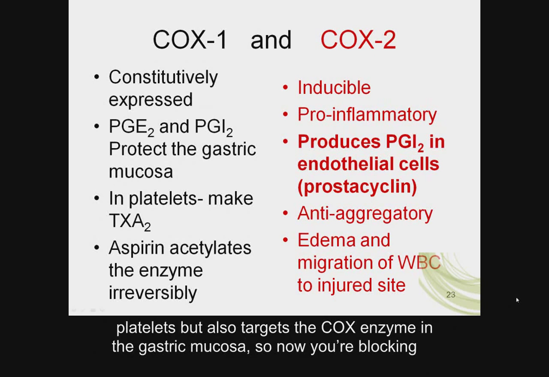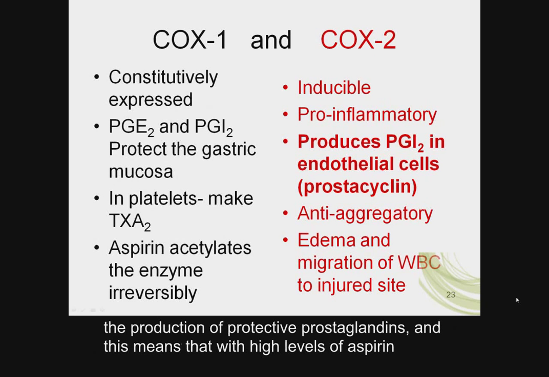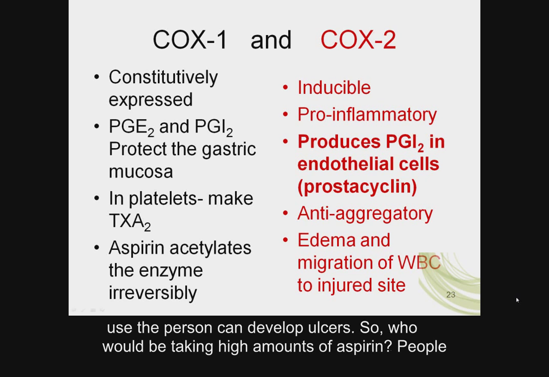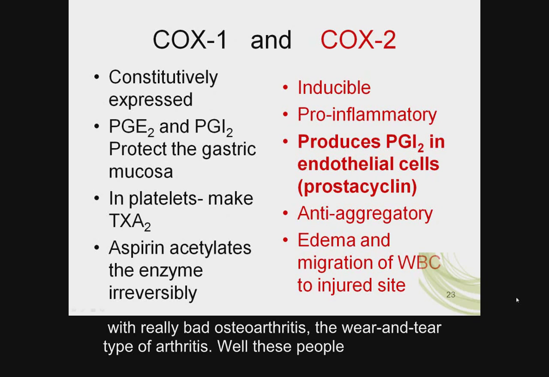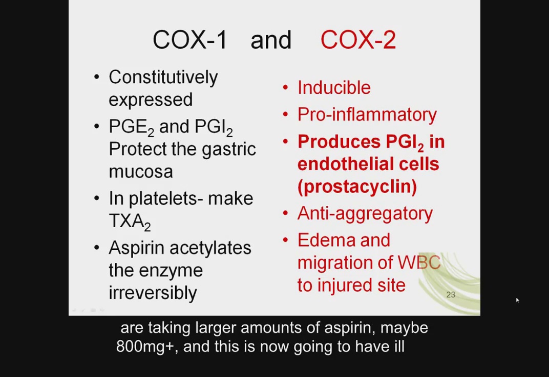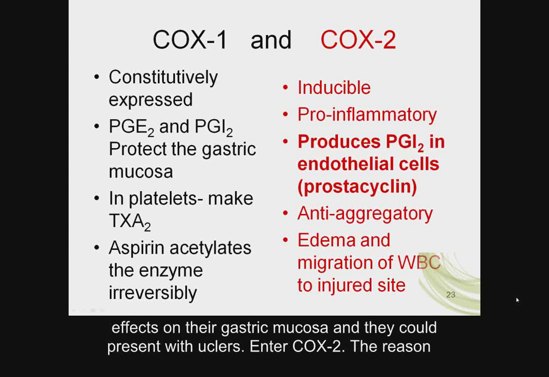So now you're blocking the production of protective prostaglandins, and this means that with high levels of aspirin use, the person can develop ulcers. So, who would be taking high amounts of aspirin? Answer: people with inflammatory diseases, maybe rheumatoid arthritis or lupus, or maybe someone just with really bad osteoarthritis, the wear and tear type of arthritis. Well, these people are taking larger amounts of aspirin, maybe 800 milligrams plus. And this is now going to have ill effects on their gastric mucosa, and they could present with ulcers.